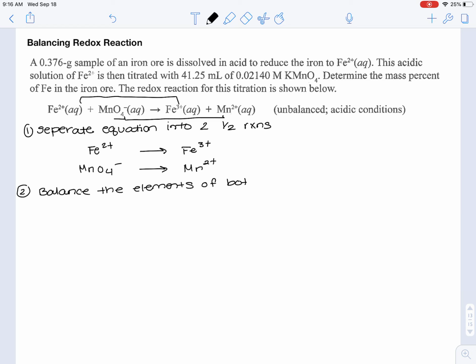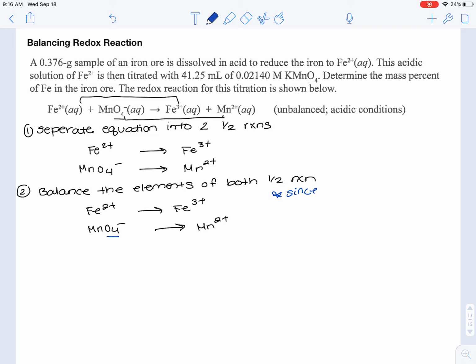Then you want to balance the elements of both half reactions. Fe2+ going to Fe3+ has 1 iron on each side, so there's no need to balance that. And then MnO4- and Mn2+, the manganeses are both balanced because there's one of each.